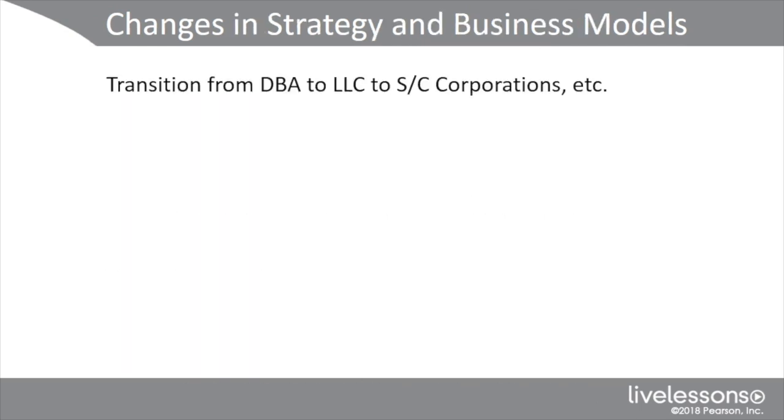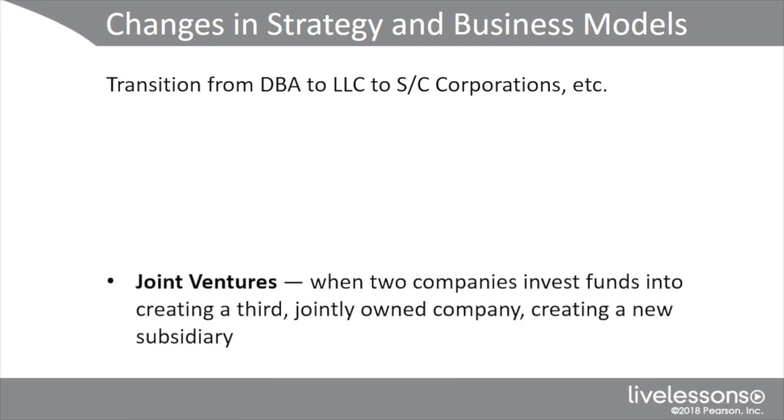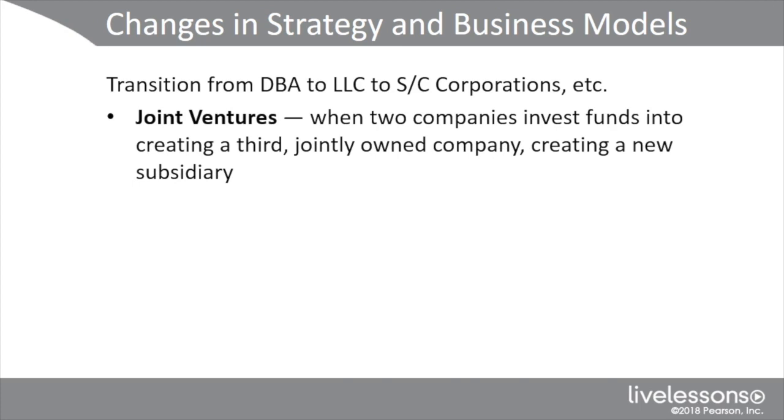We have to be able to deal with changes in strategy and business models. A lot of individuals who are starting out will transition from a DBA, for example, Michael Shannon doing business as Brio Insurance Group, moving to an LLC, a limited liability corporation, and maybe they'll go from an LLC to an S corporation or a C corporation. As the CISO of Brio, you need to have an understanding of these different types of business models. Also, you'll be expected to know this on the CASP exam. I'm not going to go into super detail, into super depth here.